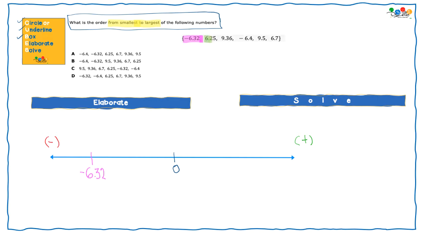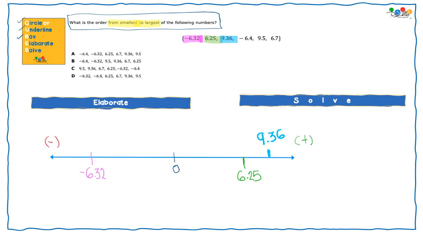The next one we're going to work with is 6.25. That's a positive, so I'm going to write that one from 0 towards the right, and I'm going to say it could be maybe here. That's positive 6.25. You see that, guys? Great. I'm going to go for another number, and this is positive 9.36. That also should be on the right side, and it could be maybe here. I'm going to put that 9.36.